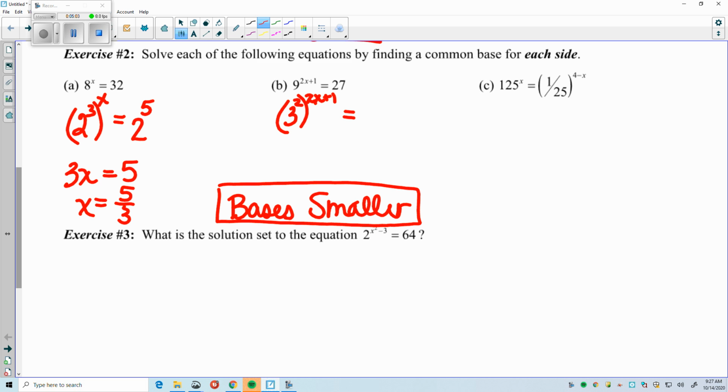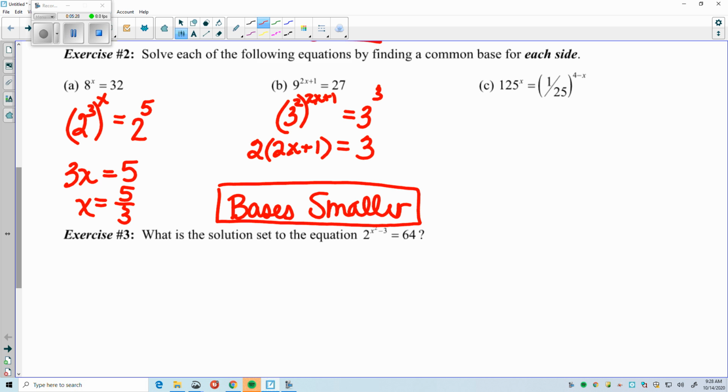That guides me over here to say 27 needs to have the same base of 3, and I know 3 cubed will be 27. Okay, so now we have to be careful with this exponent here. Power to a power we multiply. Keep in mind you're multiplying that entire exponent, 2x plus 1, by 2. And we can set that equal to 3.